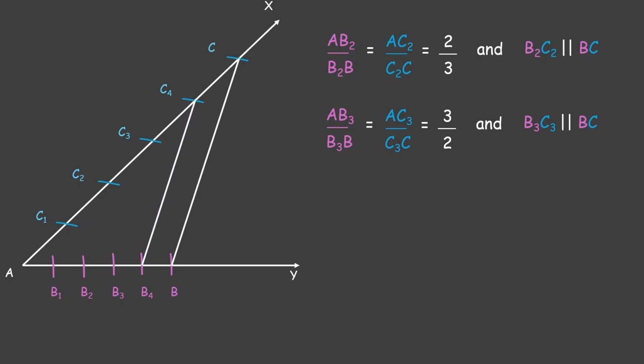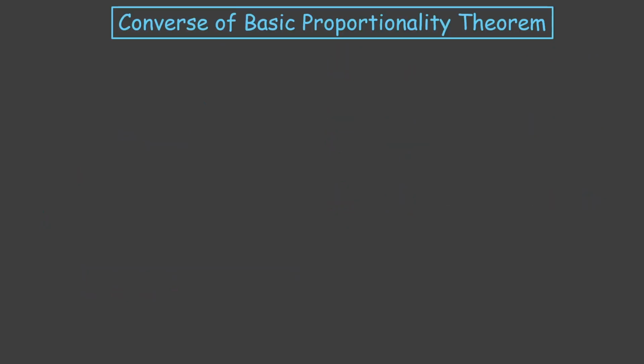Similarly, if we connect B4 and C4, the ratio would be 1, 2, 3, 4, so 4 to 1. This is 8 to 2, which is again 4 to 1. And once again, the lines would be parallel. If we check the corresponding angles, we can verify this. So we have just seen an activity which has verified the converse of BPT. Let us also look at its mathematical proof.